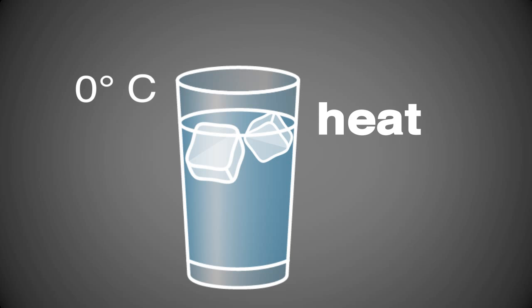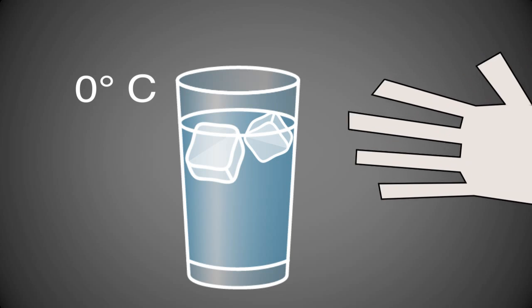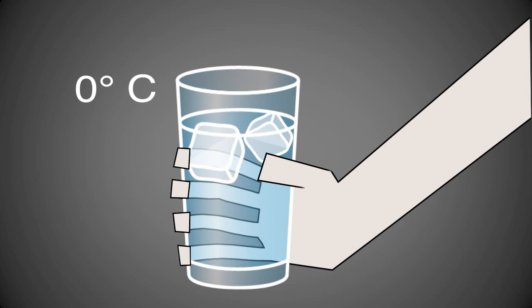I can do that very easily by just grabbing the glass. When I hold the glass, my hand is warm. It's at body temperature, something like 32 Celsius. And the glass is cold. It's at 0 degrees Celsius. So heat will flow from me into the glass. But the temperature of the water won't change. It's going to stay at 0 degrees C as long as it's a mixture of both solid water and liquid water.